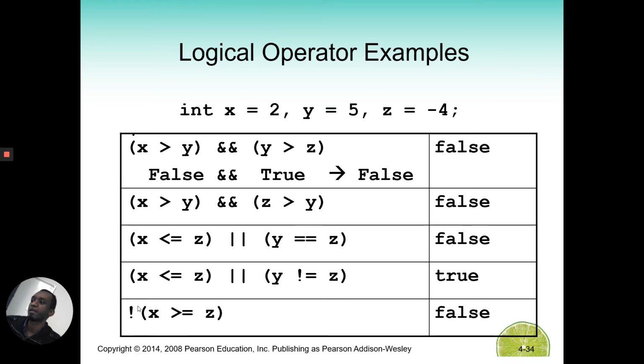True. Here we have the opposite, right? Not. We are saying not. Now x is 2, and we're saying 2 is greater than negative 4. That's a true statement, but because we are saying not, it negates it. Therefore, this will give us what? False.